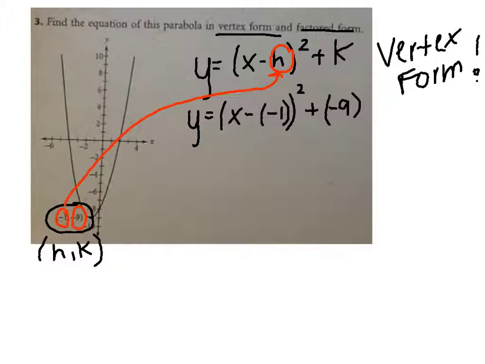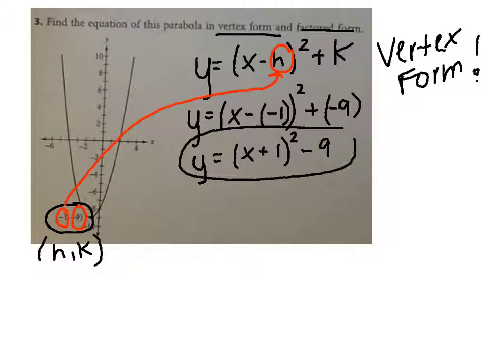Alright, so from here, we can just simplify a little bit. So y equals x minus a negative is plus 1 squared and then minus 9. So this is in vertex form.